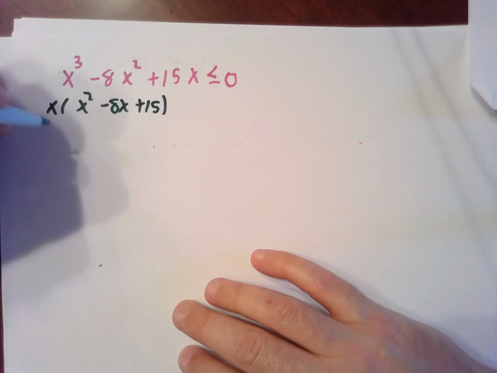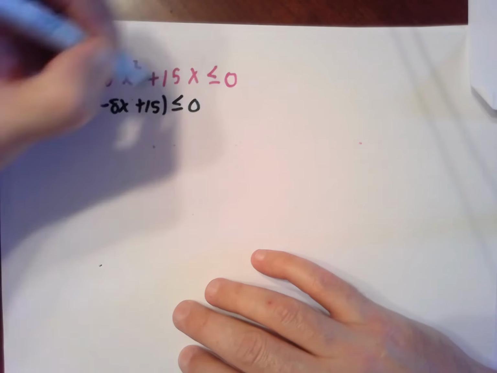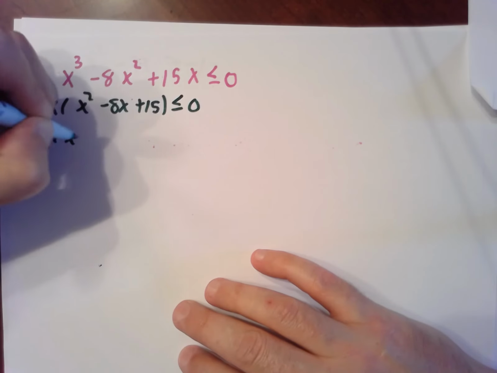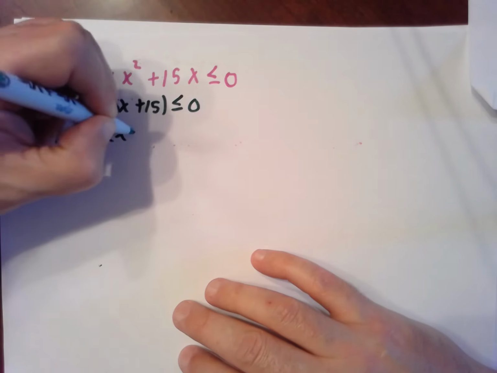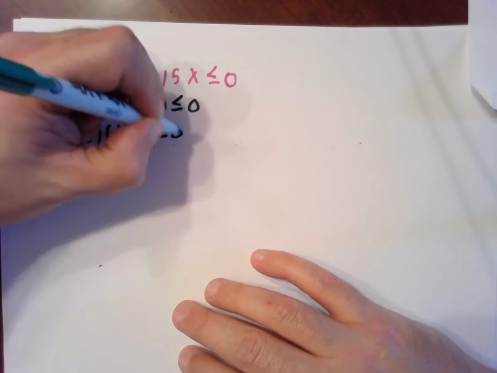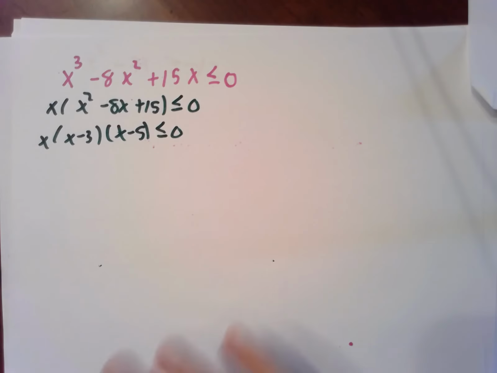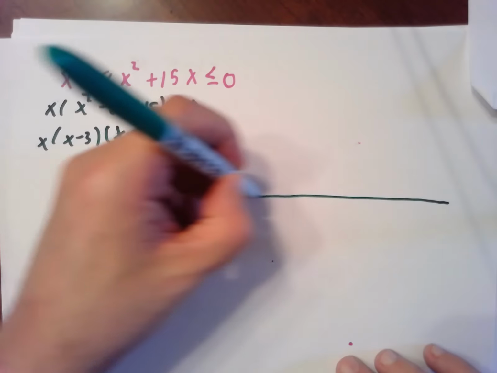And then this factors again. That would be x, x minus 3, x minus 5. That's your first step on every single problem. If it's not in factored form, put it in factored form. Okay. Draw your number line.